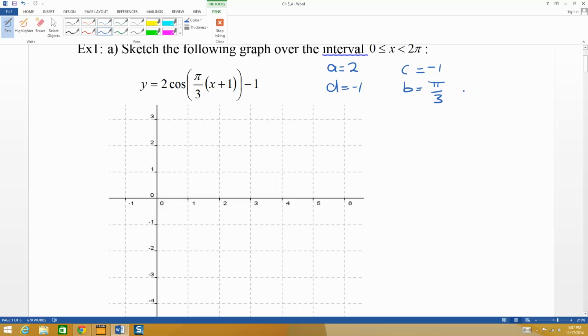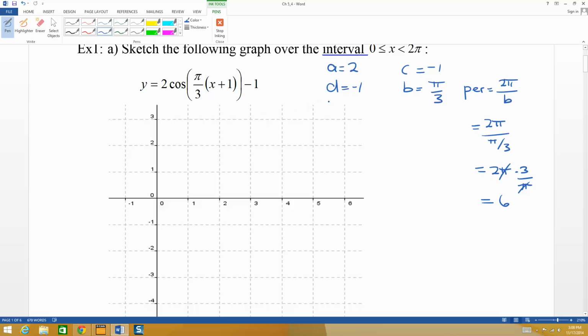And just a reminder then that my period is going to be equal to 2 pi over b. So it's going to be equal to 2 pi divided by pi over 3, which is the same thing as 2 pi multiplied by the reciprocal of that, which is 3 over pi. So my pi's cancel out and I get 6. So my period is going to be equal to 6.